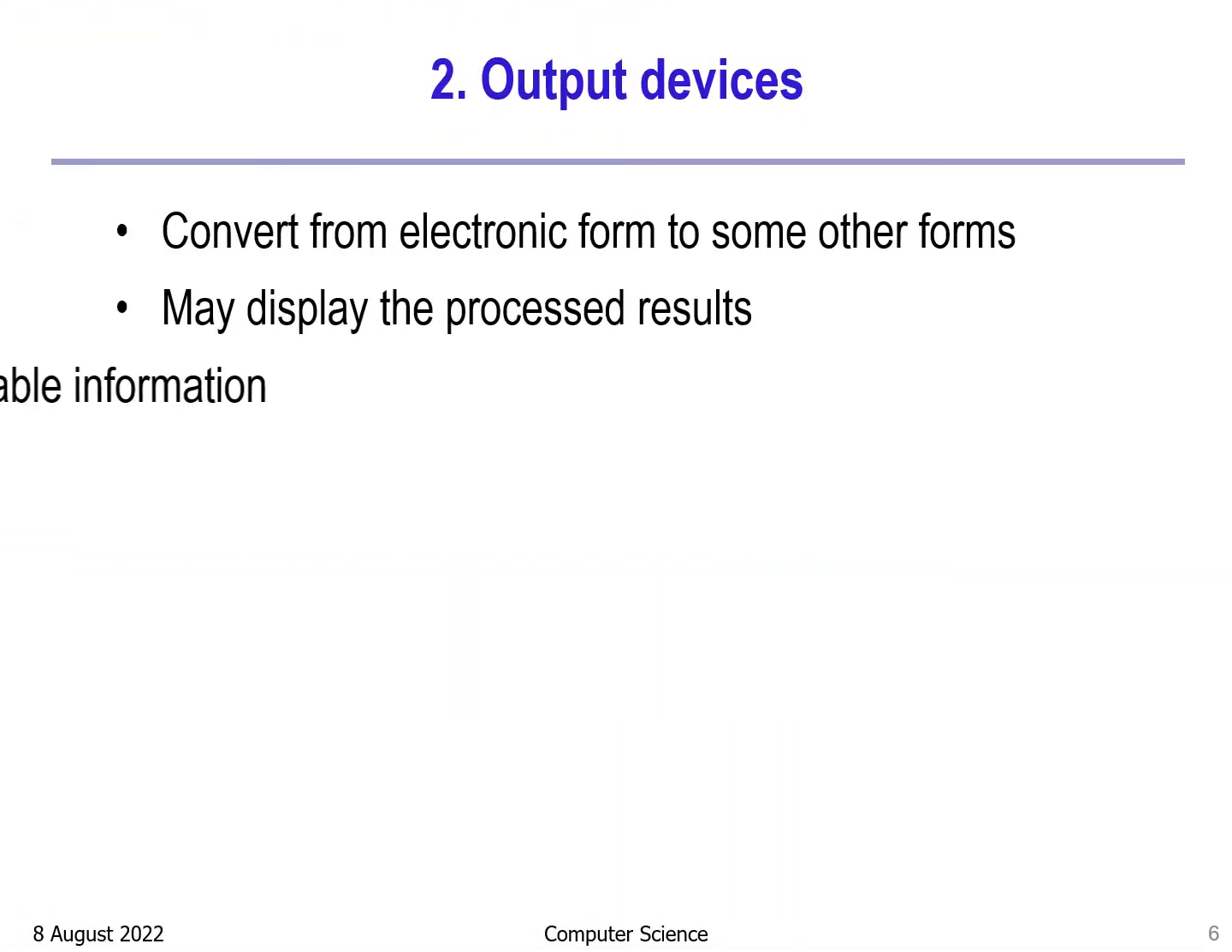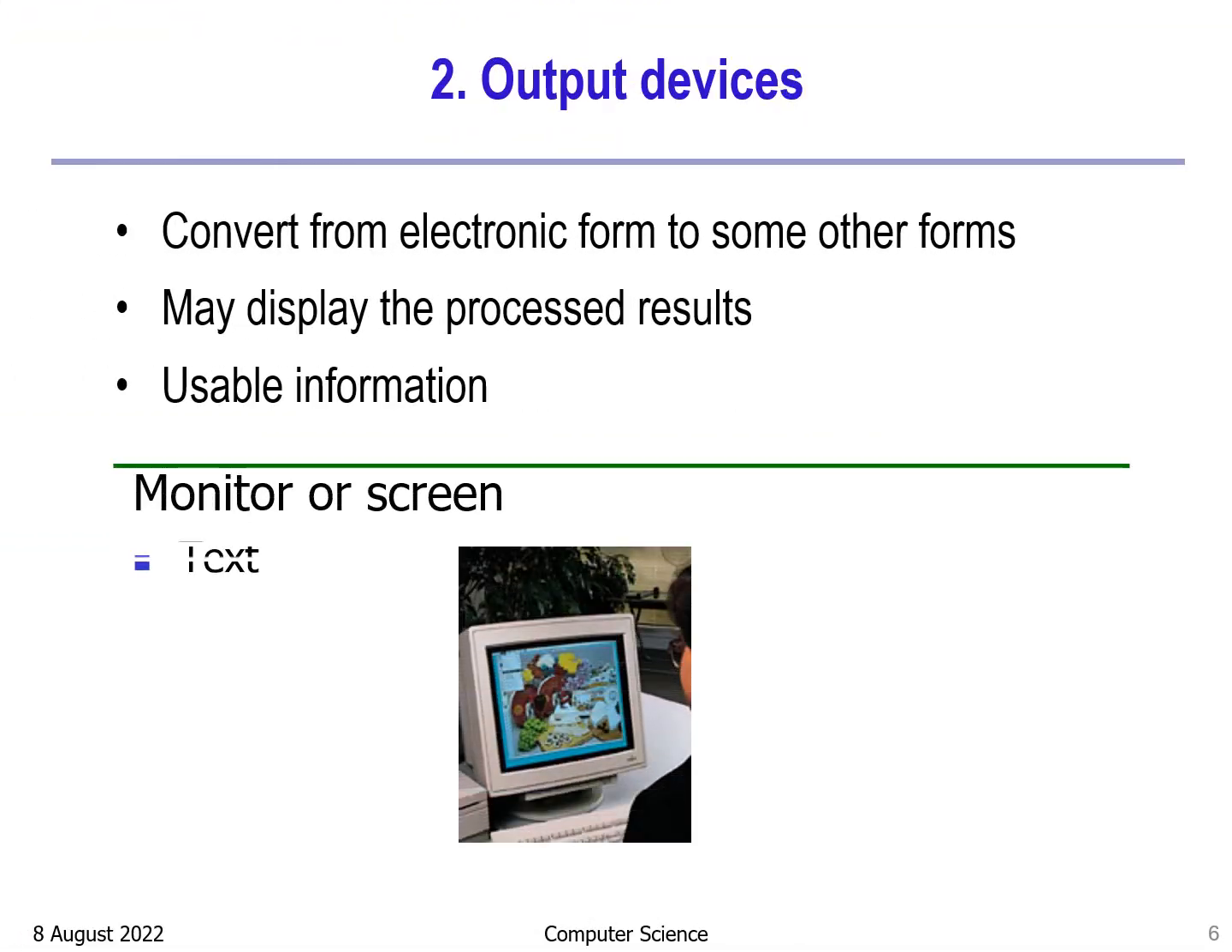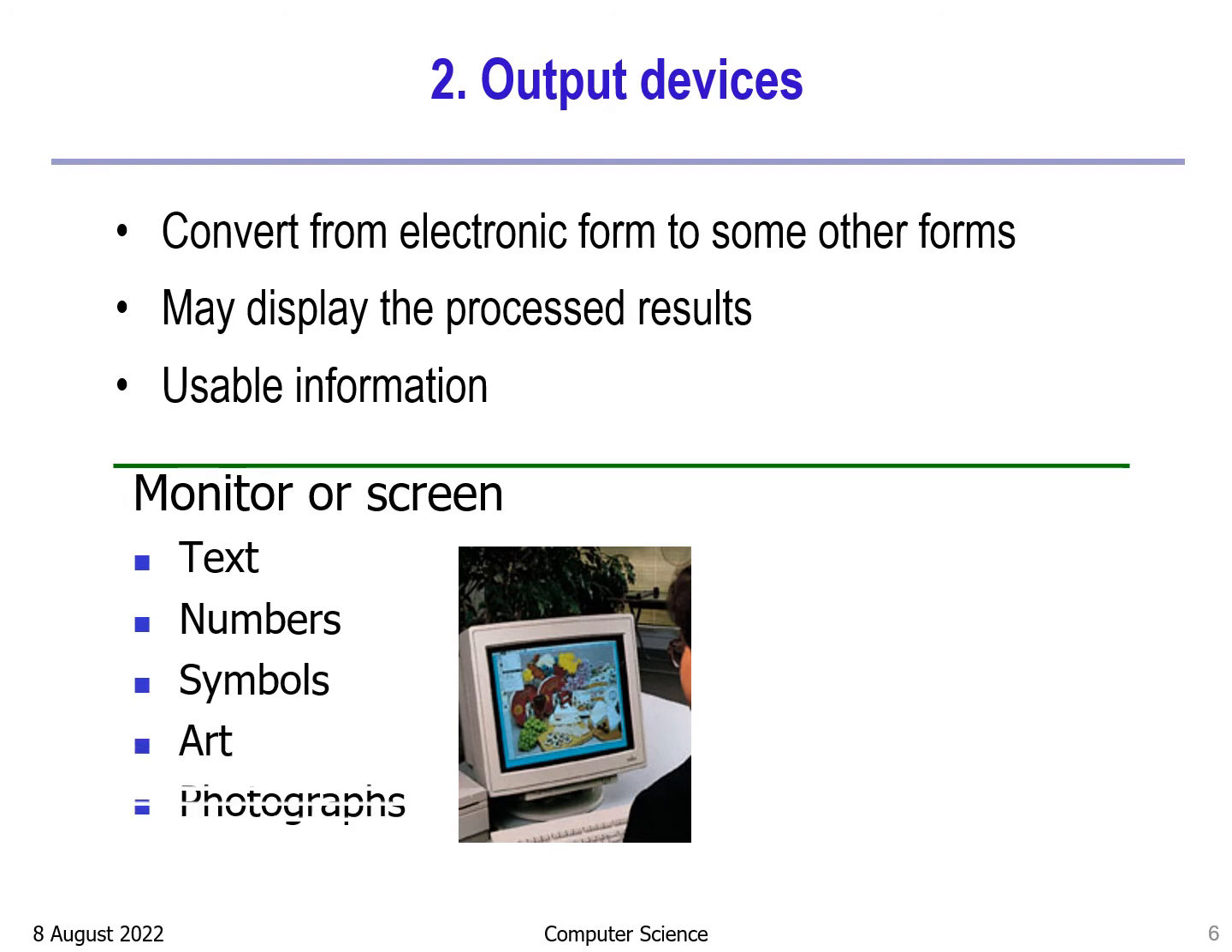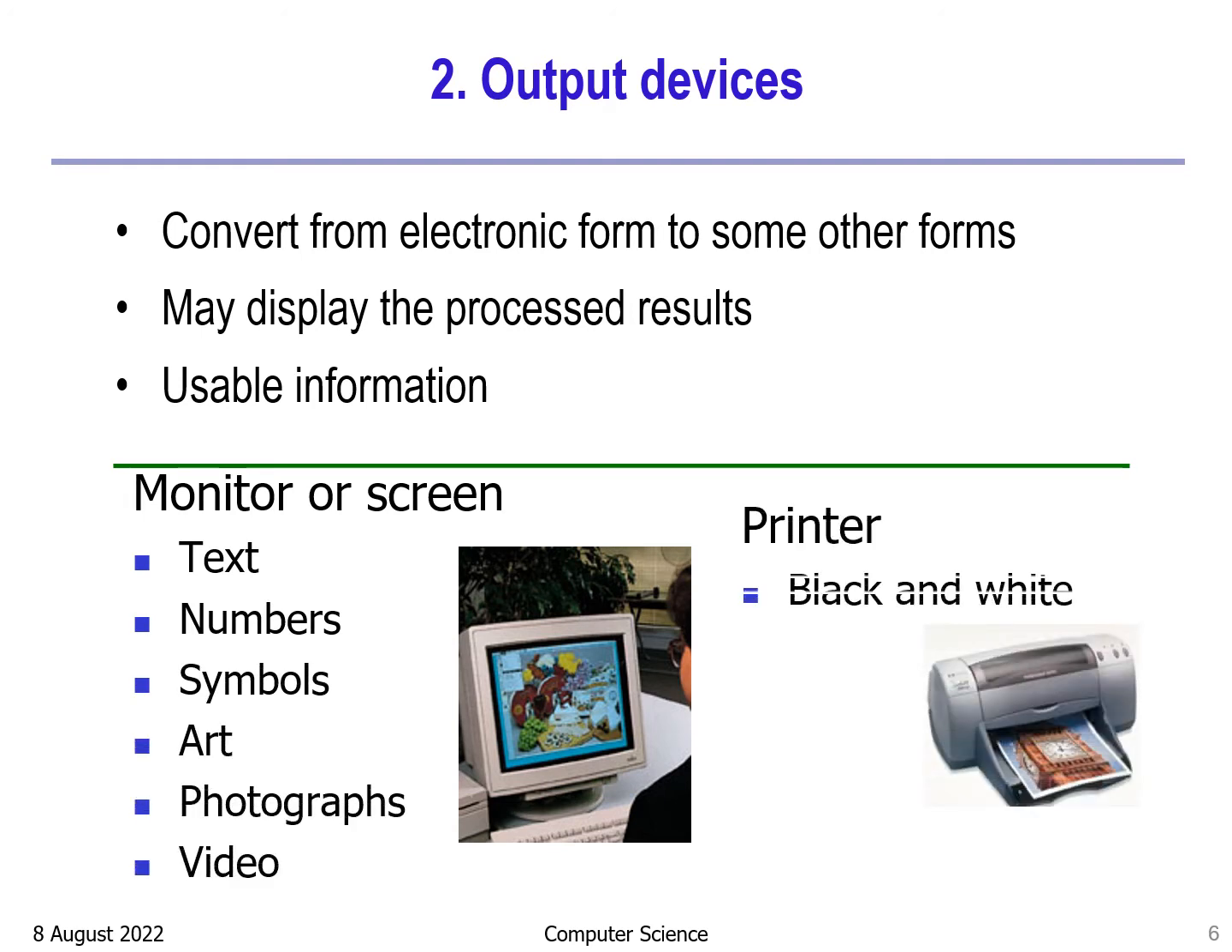computer. When it comes to output devices, we are talking about the devices that convert from electronic form to other forms and display the processed results and usable information. Among them, we can mention the monitor or screen, and the printer, so you understand that.